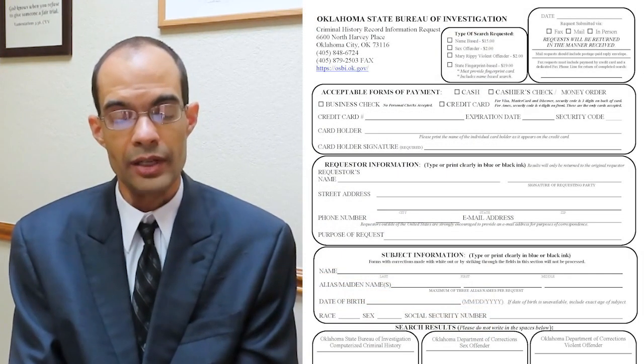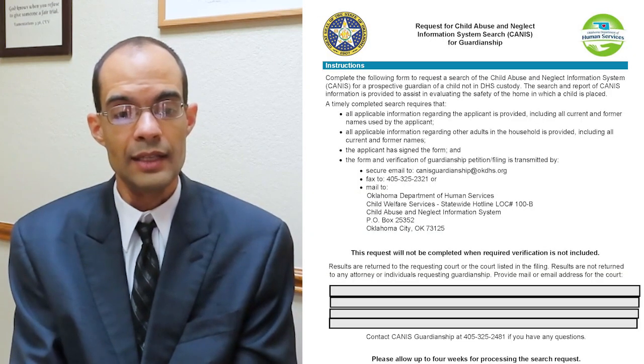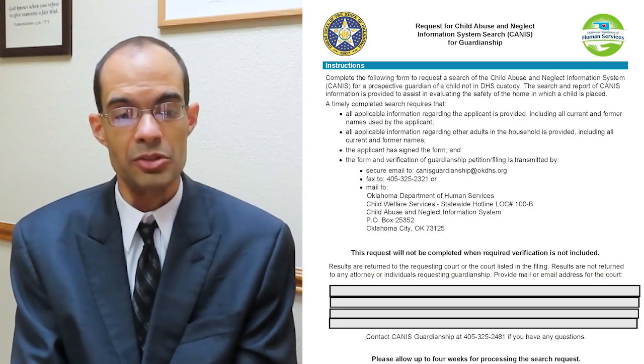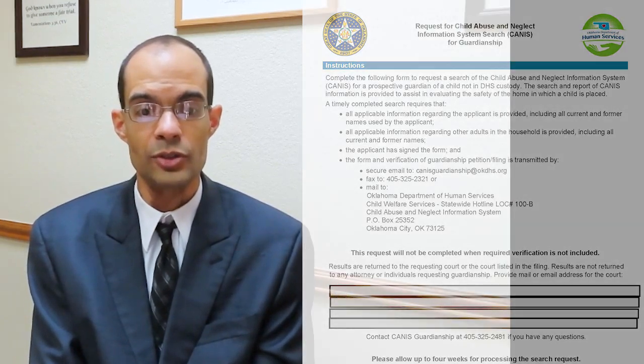And also, to be appointed a guardian for a minor, you'll need a background check. So while you're waiting for the judge to sign the order, fill out these forms: the OSBI Criminal History Record Investigation Request. See that right there. Also, you fill out the Child Abuse, Neglect, and Information System Report Request. You see that right there. That's also called the CANIS Report Request for short.